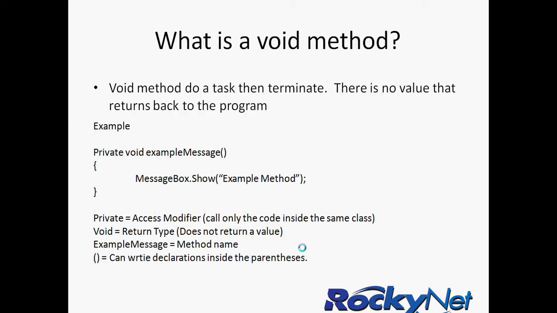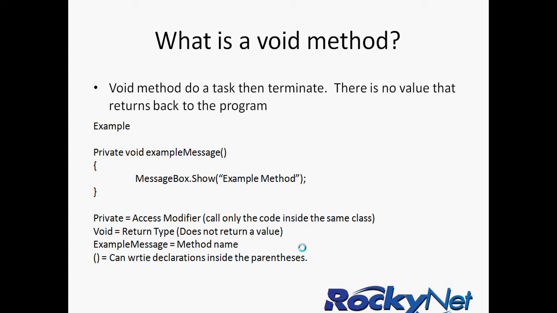What is a void method? A void method does a task and then is terminated. There's no value that is returned back to the program. So if we look below, there's a simple example. Private void ExampleMessage, and then we put a MessageBox.Show with the example message.